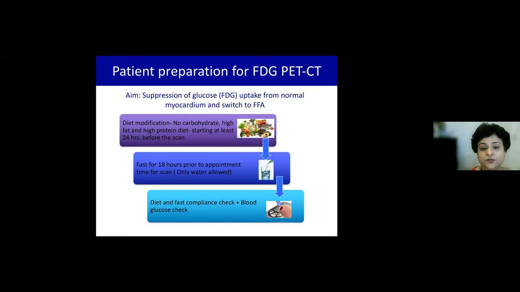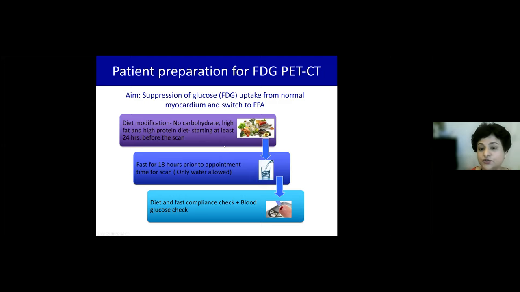Now, if the normal myocardium or heart takes up glucose, how are we going to identify inflammation? The trick with the heart is to ask it to use free fatty acids instead of glucose. The way to do that is to ask you to have a no carbohydrate, high fat, and high protein diet starting at least 24 hours before the scan. That way the body realizes that there is not much glucose in the blood. Therefore, the heart switches its metabolism. The heart is very smart. It will switch its metabolism to free fatty acids.